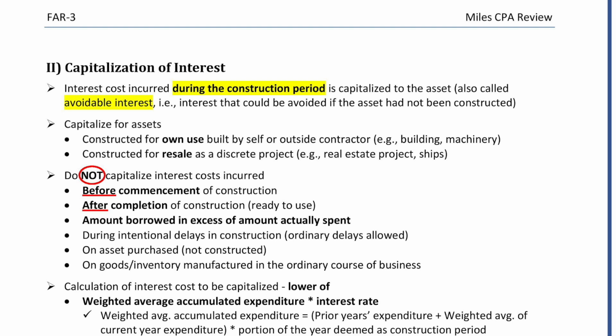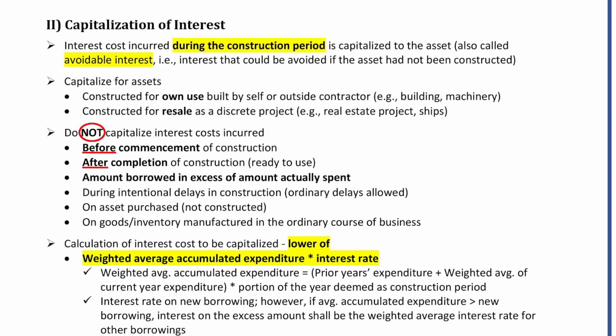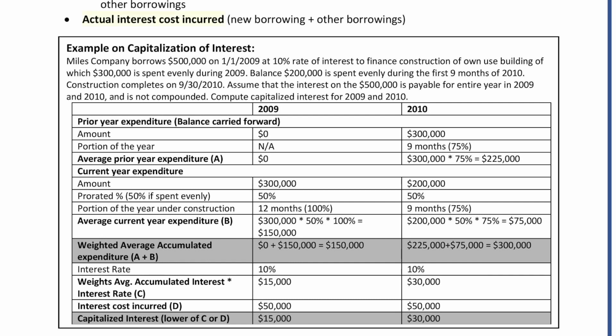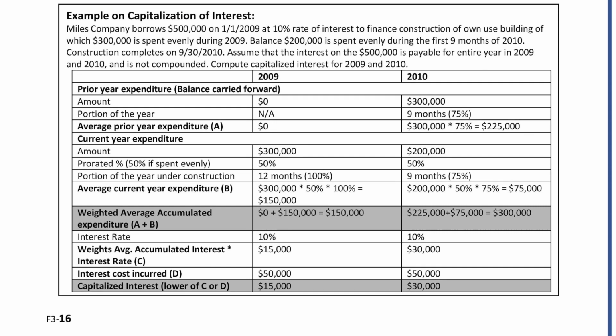Then we're looking at calculation of interest cost, which we capitalize, that is, highlight, lower of, highlight, weighted average accumulated expenditure into interest rate, and highlight, actual interest cost incurred. So it's lower of these two. Now, we just saw this example on capitalization of interest on our board. So let's just write the journal entries for both the years on the bottom of this page.